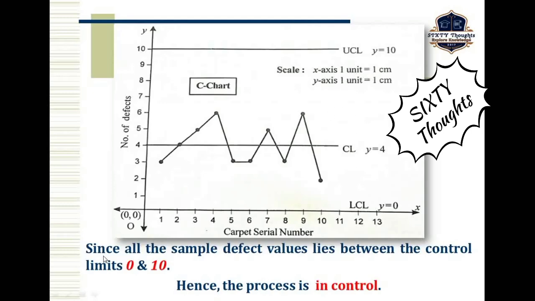So now we give the conclusion. Since all the sample defect values lie between the control limits, one is 0 and the upper value is 10, therefore the process is in control. Okay, suppose any defect value does not lie between the upper control limit and lower control limit, then we can say that the process is out of control, right? So coming to our problem, all defect values lie between 0 and 10. Therefore, the process is called in control, right?